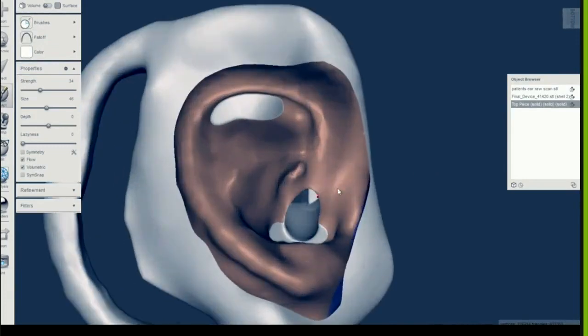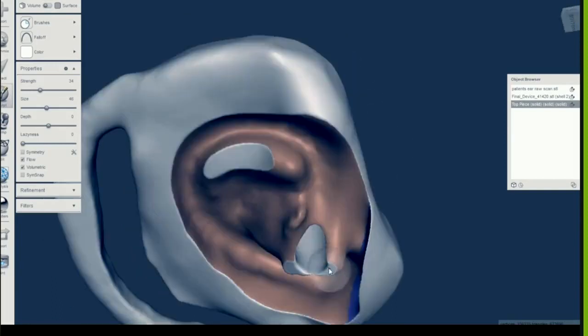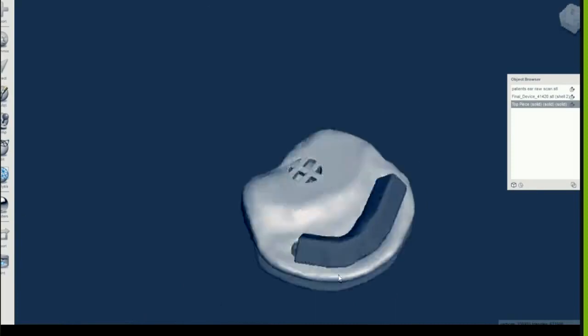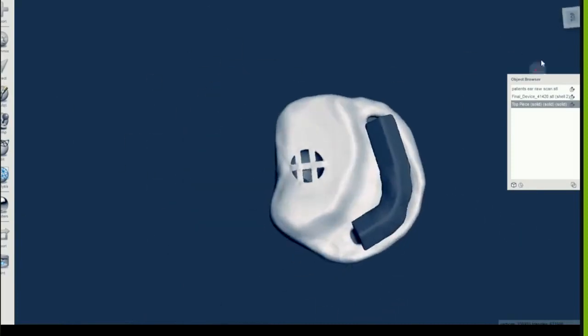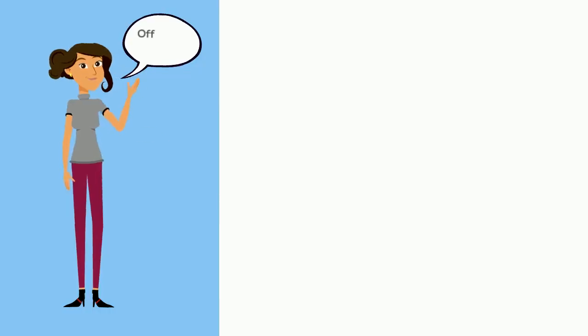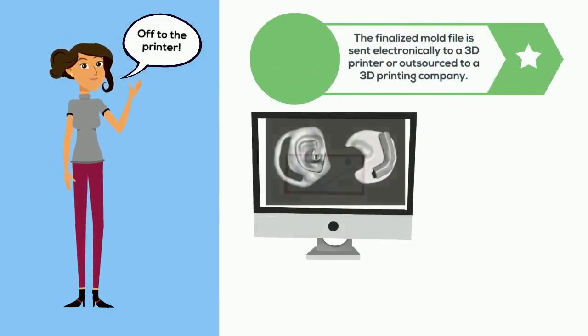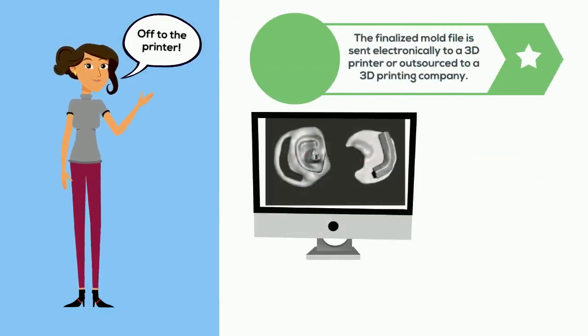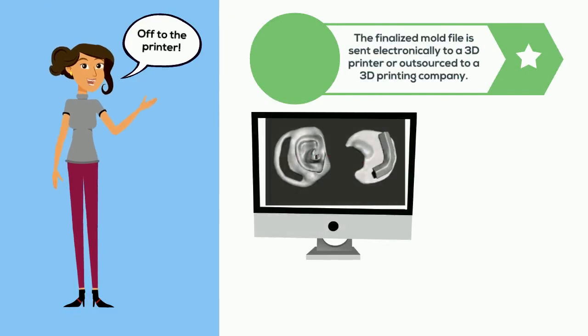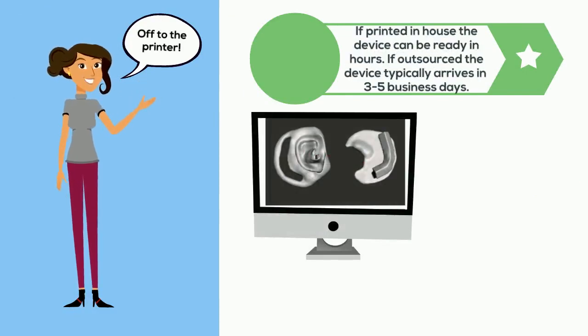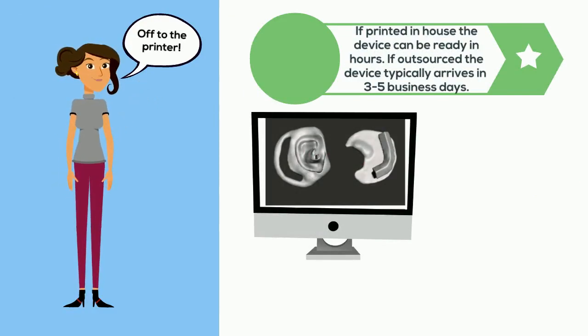After making any final changes, the device is inspected for complications or mistakes. We then add the bottom component and check that everything lines up to see how it looks. Everything here looks great, and the device is ready to be printed. Off to the printer, the finalized mold file is sent electronically to a 3D printer or outsourced to a 3D printing company. If printed in-house, the device can be ready in hours. If outsourced, the device typically arrives in 3 to 5 business days.